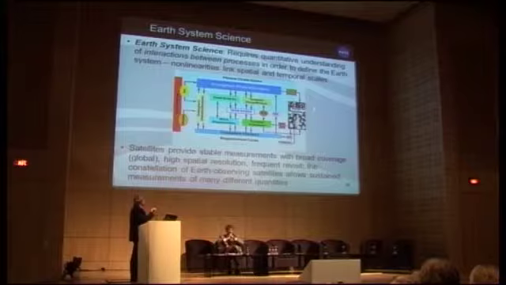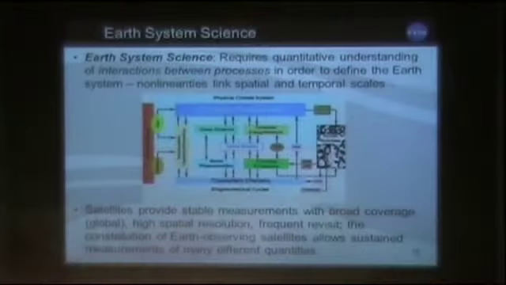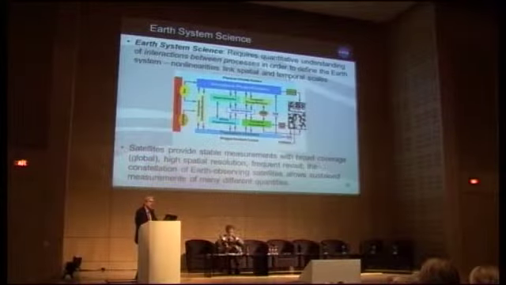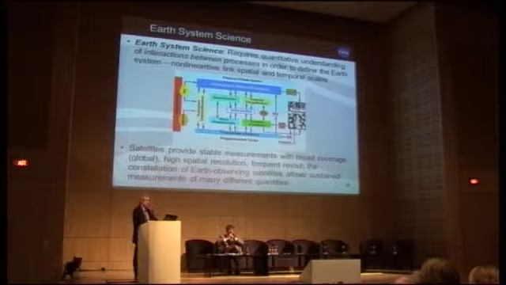Human activities are changing the composition of the atmosphere, the state of the land, and a whole variety of other things. The Earth is an incredibly complex system. The key to understanding the Earth system is not simply characterizing individual processes, but rather understanding, in addition, the interaction between the processes.